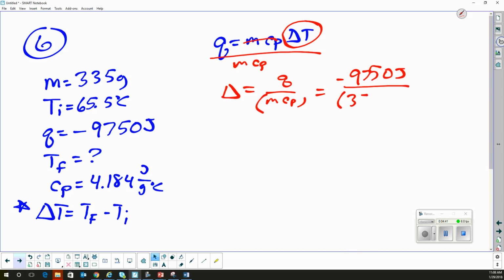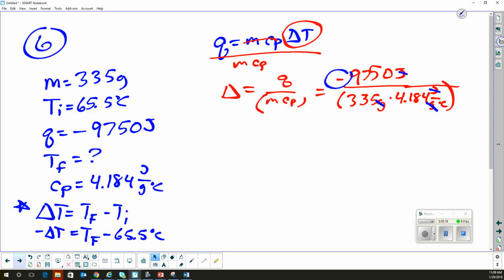Times by 335 grams times specific heat 4.184 joules per gram degree Celsius. By doing that, joules cancel, grams cancel, we end up with degrees Celsius. And it's going to be a negative change. That's going to be important. So when we put that in, we're going to have a negative delta T that we put in here that we solved for is equal to temperature final minus our 65.5 degrees Celsius. And then we're solving for delta T final.